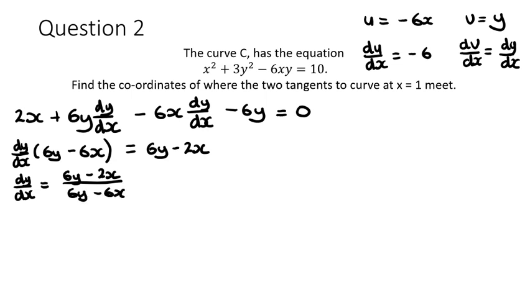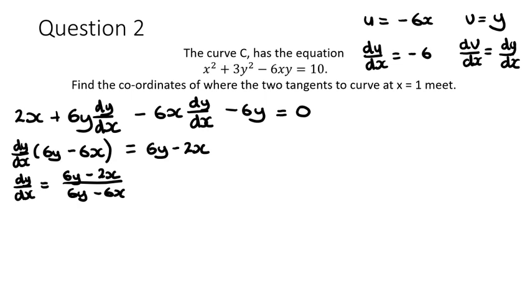Now, I want to find the coordinates of where the two tangents to the curve at x equals 1 meet. Okay, so this isn't a function here. This equation is going to be a many-to-many function, so there will actually be more than one place where x is 1, or sorry, different values of y where x equals 1. So what I need to do is find out the corresponding values of y.